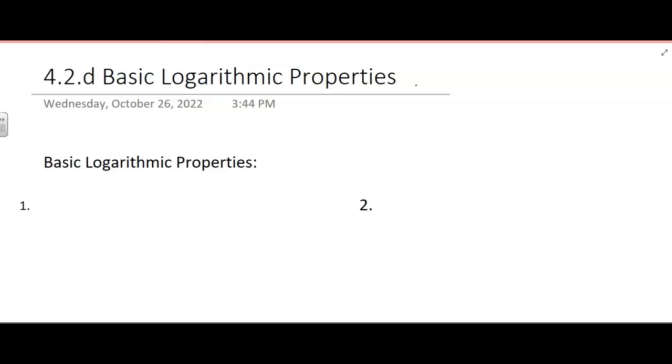So we're going to talk about some basic logarithmic properties. All in all, there are like 8 properties that we're going to go over, and those are the properties of logarithms. But we're going to do 4, I think, in this particular section. So it'll take us a little while to get through them. But we'll start with what they call basic logarithmic properties.